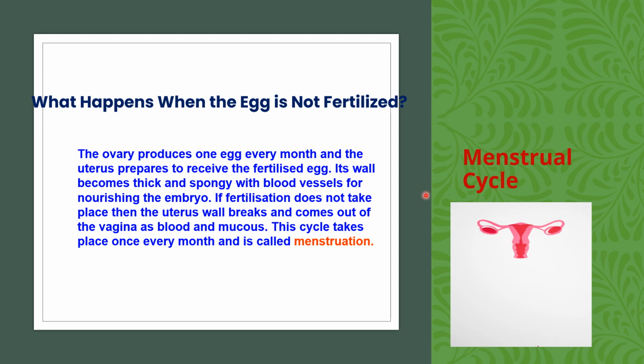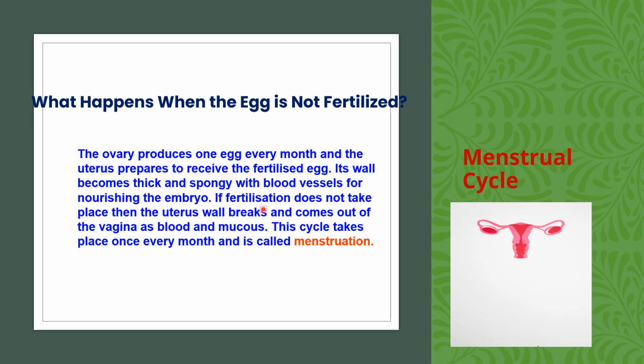You can see the ovary, it produces one egg every month. In a human body, the ovary produces one egg every month, and the uterus prepares to receive the fertilized egg. Its wall becomes thick and spongy with blood vessels for nourishing the embryo.